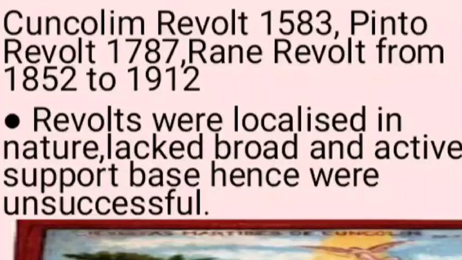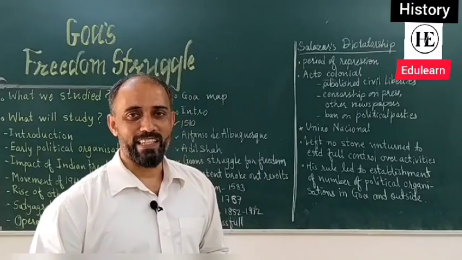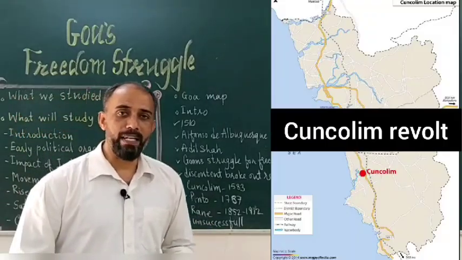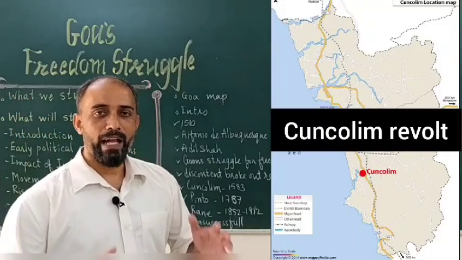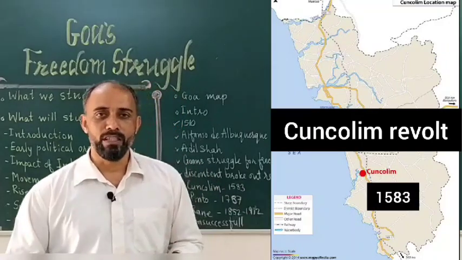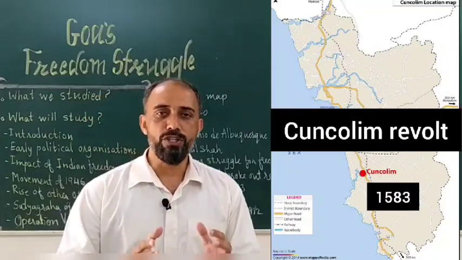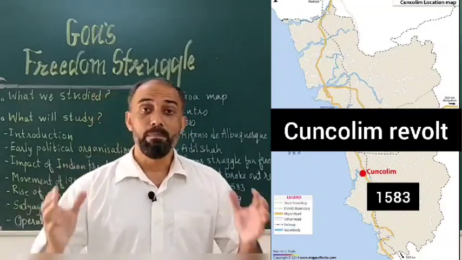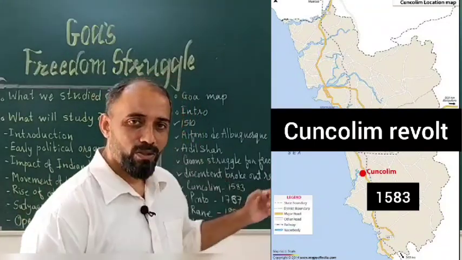If you look at the dates, the Pinto revolt had taken place in 1787, which was even before the French Revolution of 1789. Before that was the Kunkolim revolt. Kunkolim is a place in Salsette Taluka, and here in 1583 the revolt had broken out. This is said to be the oldest revolt against colonial rule, not only in Goa, not only in India, but in the world. What had happened?